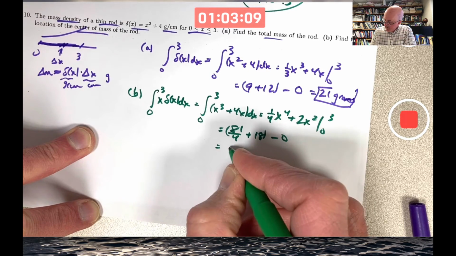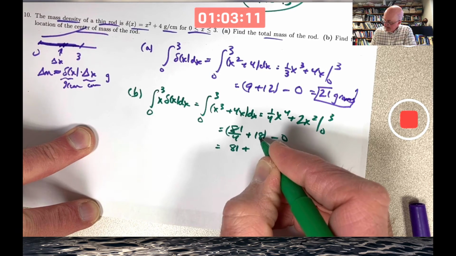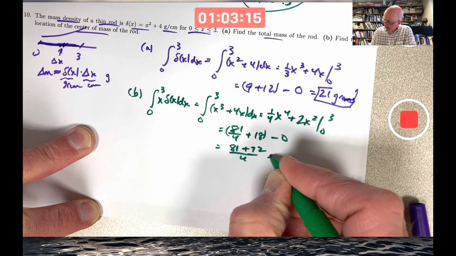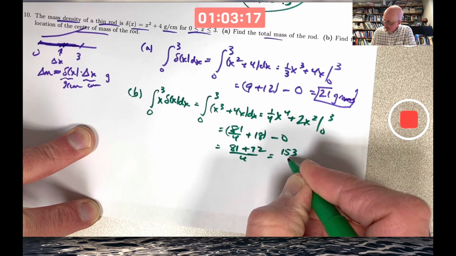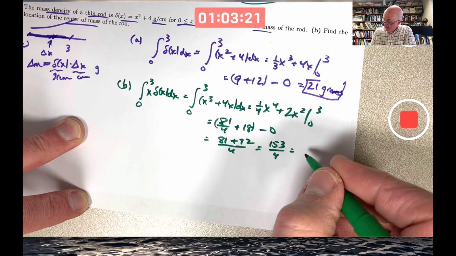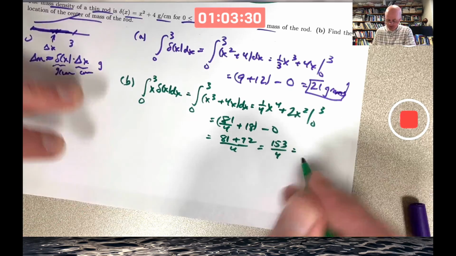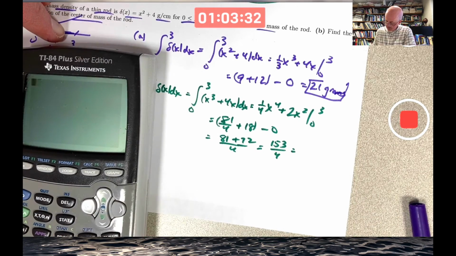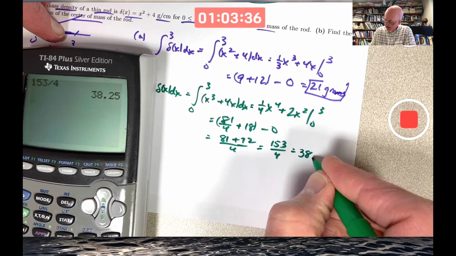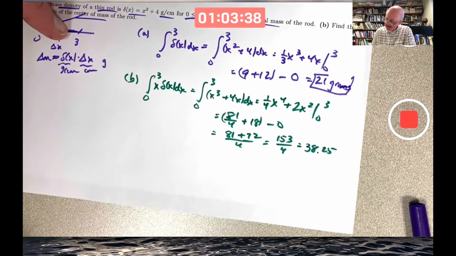Getting a common denominator of 4, we'll have 81 plus 18 is the same as 72 over 4, and that'll be 153 over 4, I believe. 4 goes into 150 how many times? That goes into 120, 30 times. I'm having trouble. Okay, pressure's on. 153 divided by 4. 38. Okay, this is 38.25 for the moment.